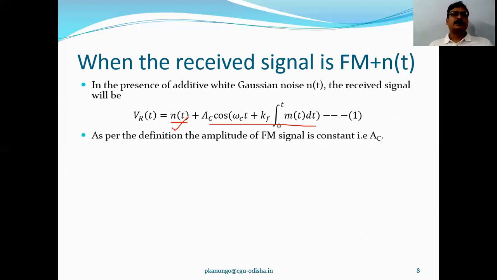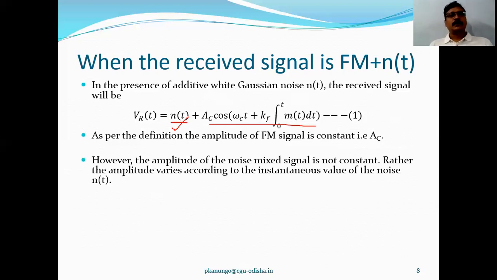If I pass this signal through a differentiator, then definitely the amplitude of the differentiator output signal will not follow the baseband signal. As per the definition, the amplitude of an FM signal is constant. However, the amplitude of the noise mixed signal is not constant, because of this noise the constant term will not remain as AC, because it will vary based on this noise term. Rather, the amplitude varies according to the instantaneous value of the noise n(t).